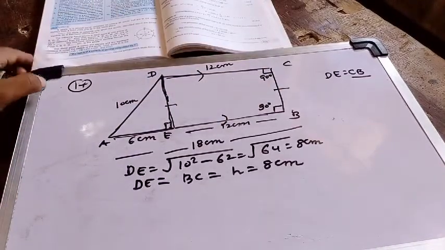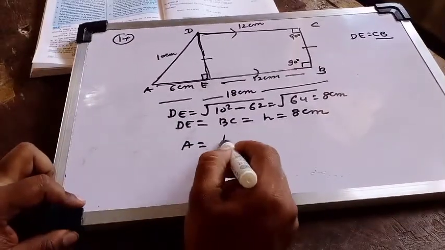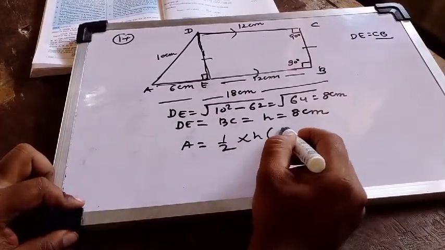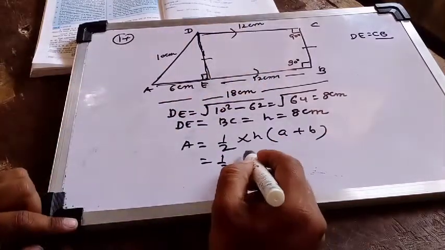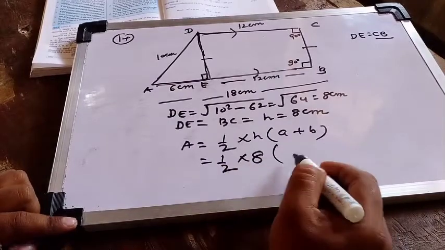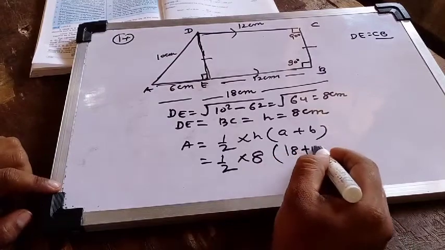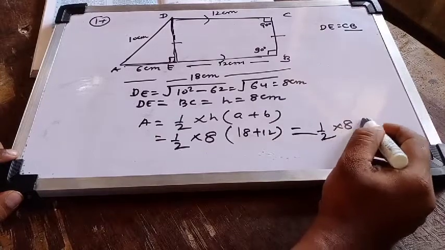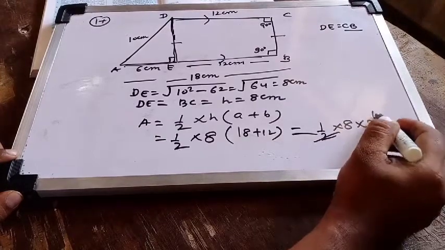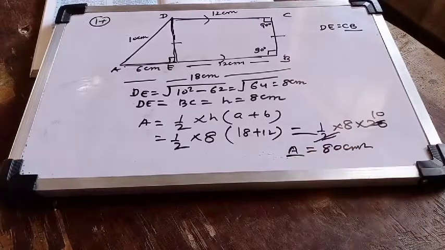Now we have to find the area of the trapezium. So area of trapezium will be, we will apply the formula half into height into sum of parallel sides. So height we have already calculated, into 8. For the sum of parallel sides, this side we will consider as A and this one as B. So it will be 18 plus 12. So it will be how much? 1 by 2 into 8 into 20. 2 will cancel 10 times. So it will be 80 centimeter square. So the area of the trapezium will come out as 80 centimeter square.